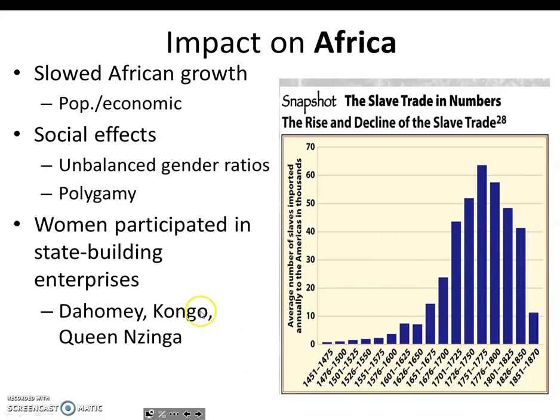The kingdom of Dahomey, so it's pronounced Dahomey, was ruled over by a queen mother who required all families to send a daughter to court. In the kingdom of the Congo, women held lower administrative positions and they served on the monarch's council of advisors. And Matamba also had female rulers like Queen Nzinga, who actually resisted Portuguese imperialism. So women are afforded at least some opportunities in Africa throughout this process.